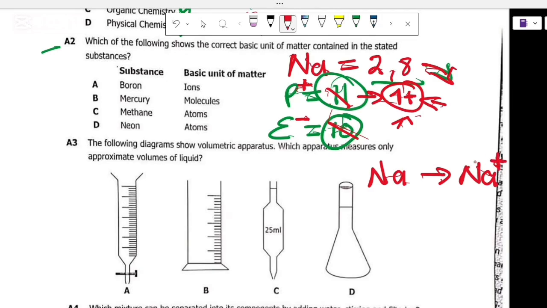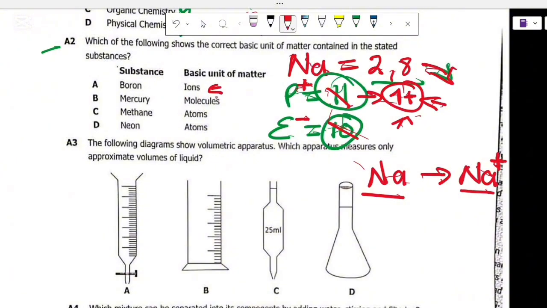That plus on top shows that one electron was lost, and therefore one proton, a positively charged particle, remained, and therefore it defines the charge of this particular atom. So sodium is no longer an atom at this point. When it loses an electron, it becomes an ion. So keep in mind, when you're talking about ions, just know that ions are different from atoms.